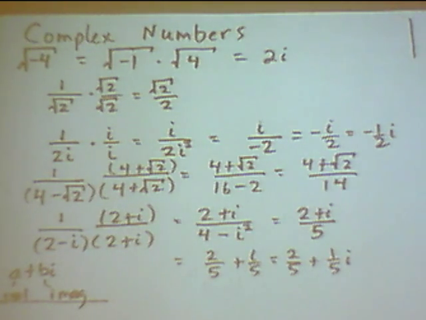So that's some of the nuances of using complex numbers. You can never leave an i in the denominator of your answer, but the good thing is the way you get rid of the i's is just like when you have a square root in the denominator. The exact same rules apply, so it's not that difficult.